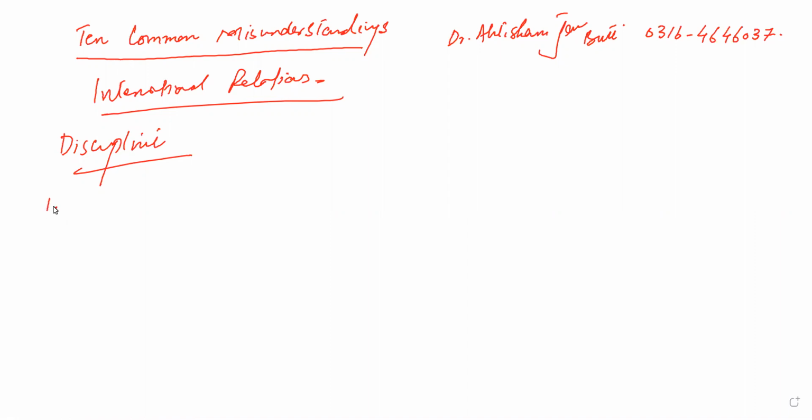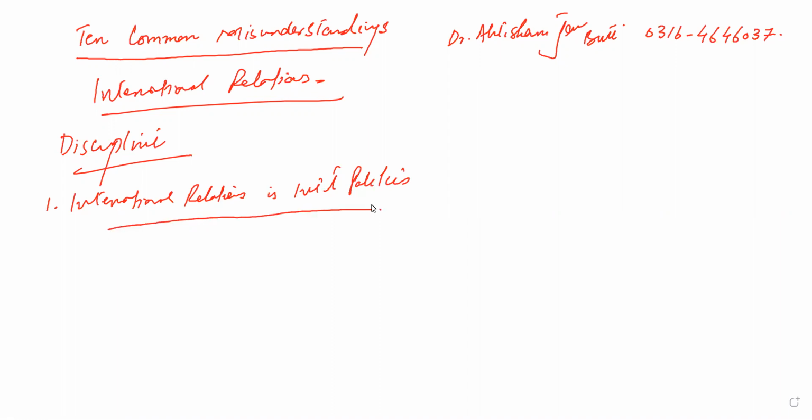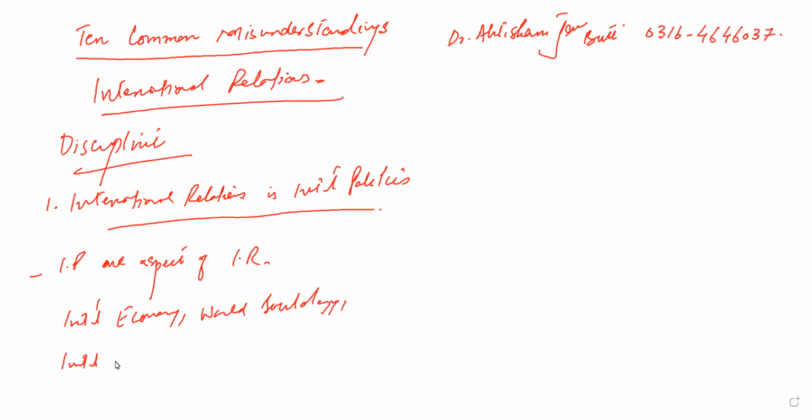The first one: we see international relations as international politics. That's a very common misunderstanding in international relations as an academic discipline. Now make sure that international politics is just one aspect of international relations. There are numerous other aspects, like the international economy, world sociology, international cultural studies, and a number of others.